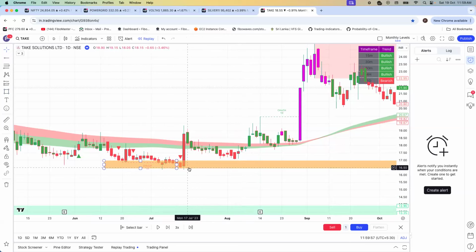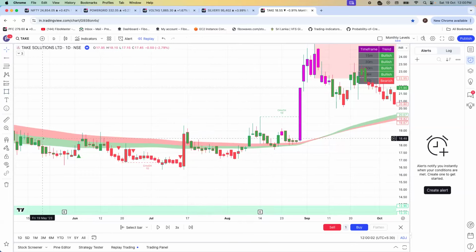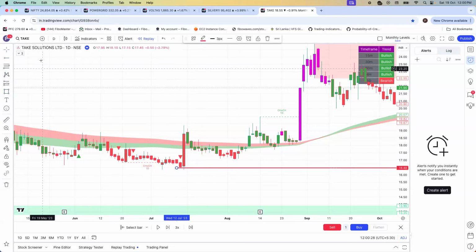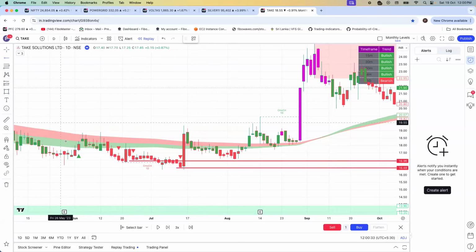Sir, can you please repeat it again? Okay, so here I'm taking a rectangle. This is the first candle, this is the second candle, this is the third candle. We have three candles. Let me draw it first from the line, then only you'll understand better. I'll take the line. This is a low, correct? I'll take it here. This is the first low? Yes. This is the second low? Okay, and this is the third low.